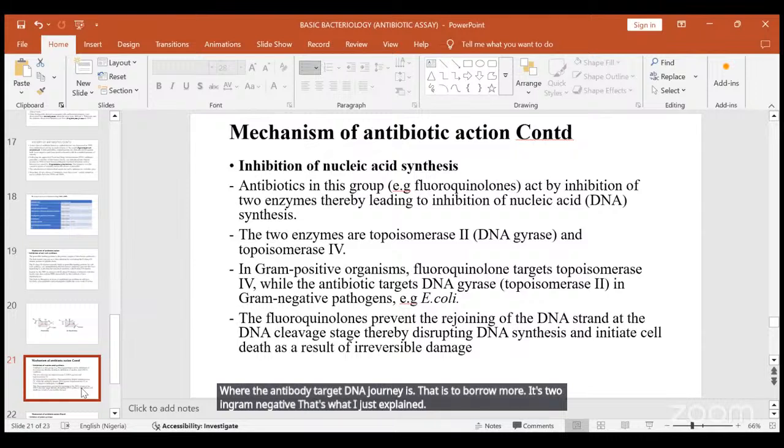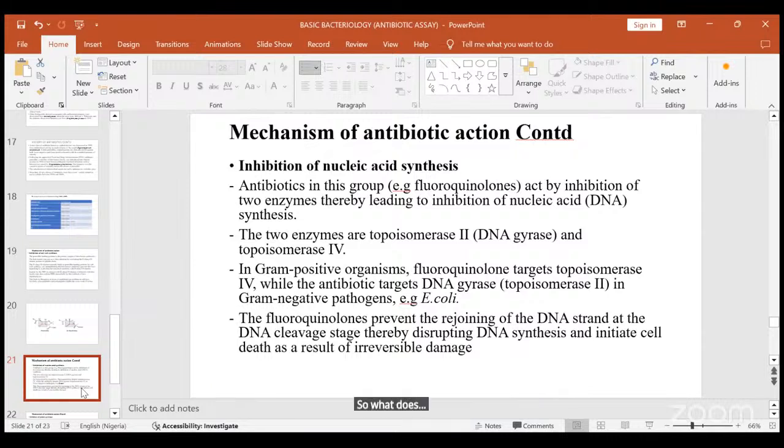So what do fluoroquinolones do? They prevent the rejoining of DNA strands at the DNA cleavage stage, thereby disrupting DNA synthesis. Once the DNA synthesis is disrupted, the cell will die.